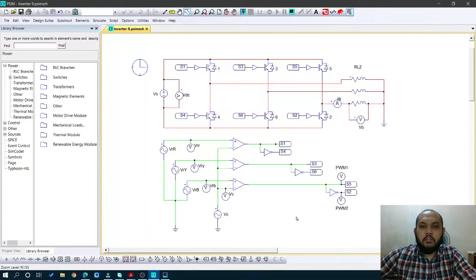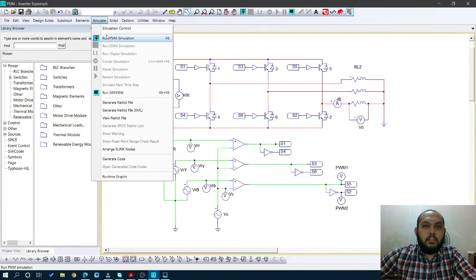Question A asks for the waveform of our reference blue signal and our carrier signal, while question B asks for our PWM number 1, and question C asks for the opposite of PWM1, which is PWM2. So let us simulate the circuit.